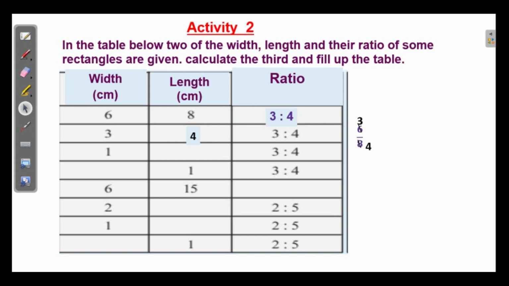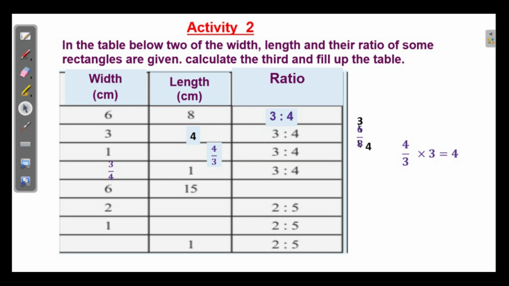1 into 3 we get 3, the first number. And which number into 3 will we get 4? We know it is 4 by 3. 4 by 3 into 3 is 4. So length is 4 by 3. And the second number is 1 and in the ratio the second number is 4. So 1 into 4 is 4. Which number into 4 is equal to 3? Which number? 3 by 4. 3 by 4 into 4 is 3.